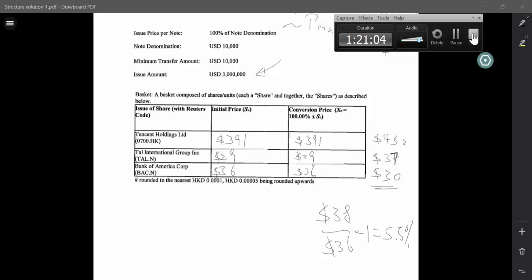If I have two baskets to choose from with the same price, I always choose the more uncorrelated one because it has the lower risk, but the price is the same. Yes, but not for this one. But not for this one.